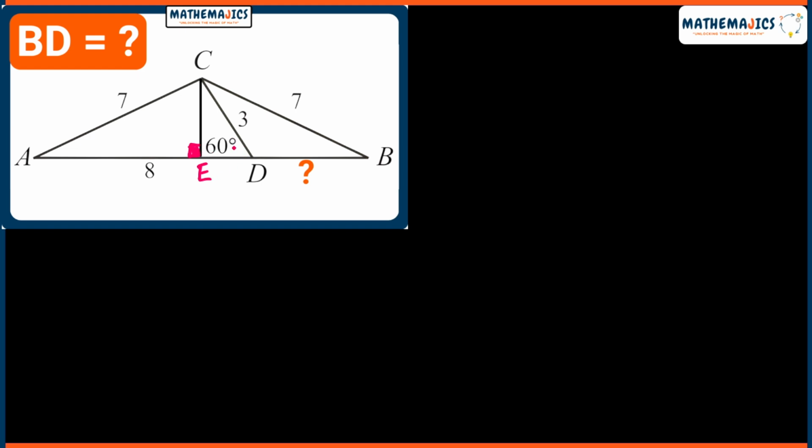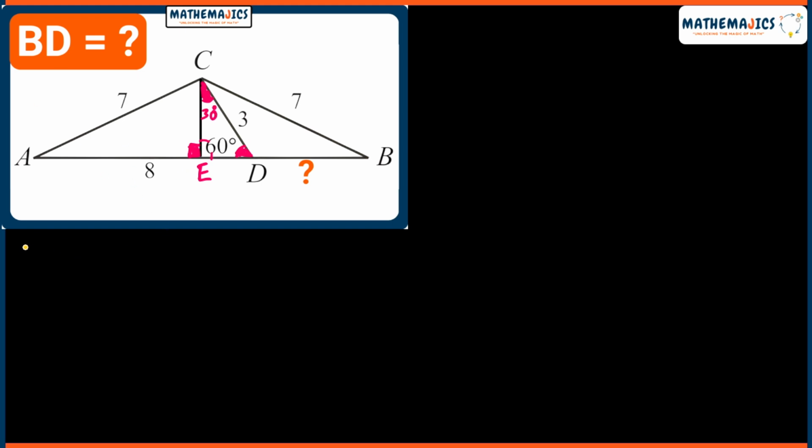Correct. Now please look at right triangle CED. Why is it right? Because this angle is 90 degrees. That's why this is a right triangle. This angle is 60 degrees. Now we have 90 and 60. So what will be this angle? This angle will be 30 degrees, correct?